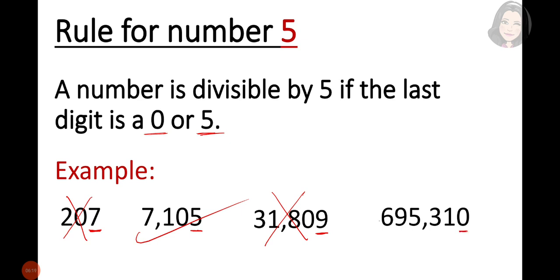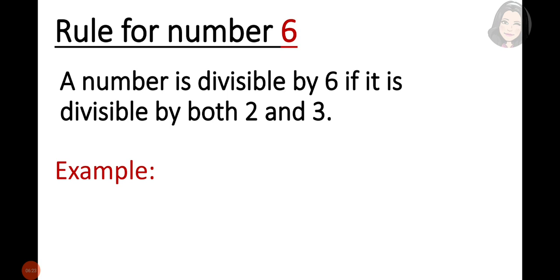695,310, last digit is a 0, so the whole number is divisible by 5. Now, rule for number 6. A number is divisible by 6 if it is divisible by both 2 and 3.